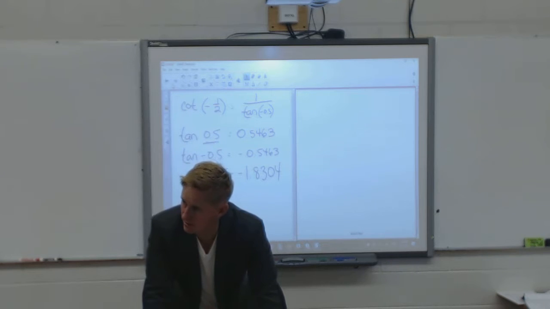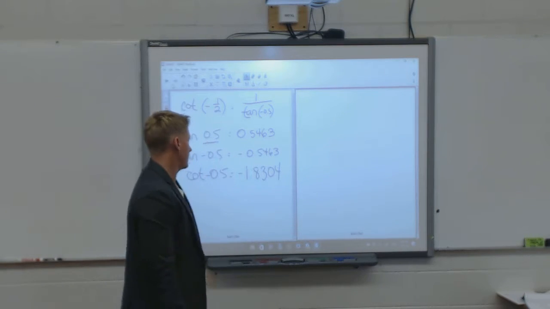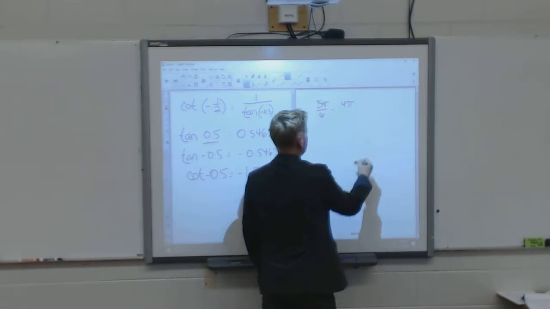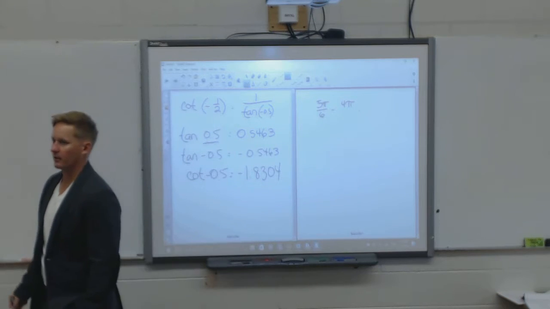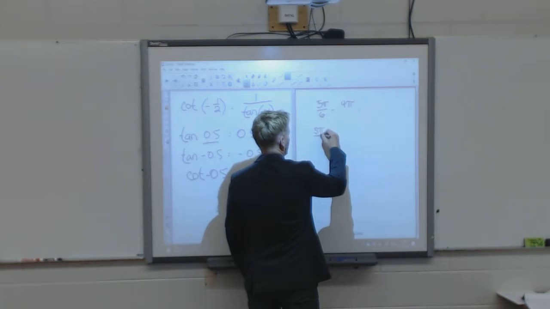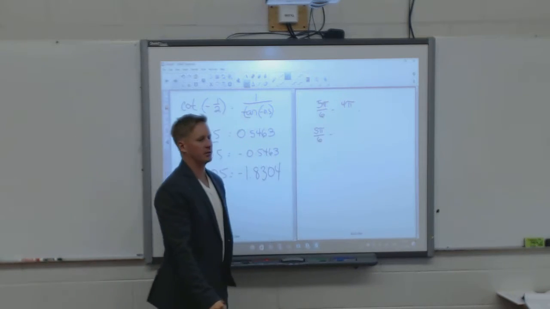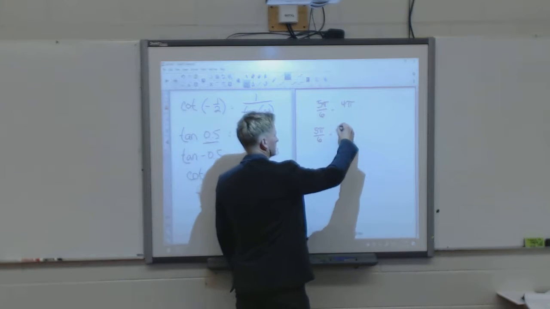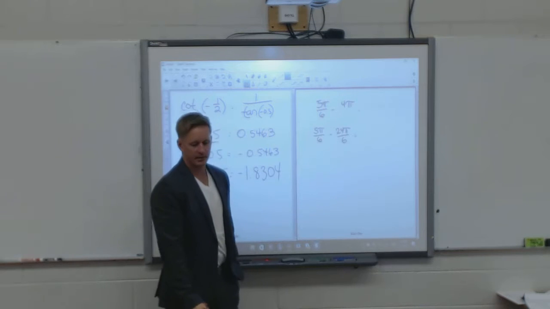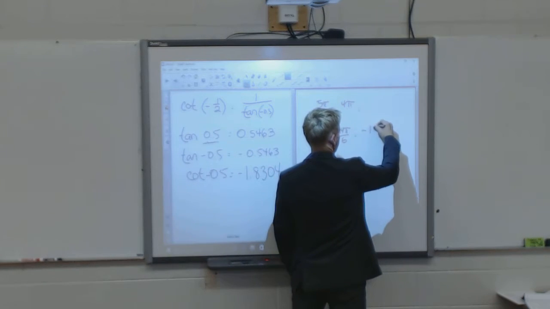Getting used to using fractions again, because you can't do this on your calculator. It has to be done with fractions. So for instance, when I have theta minus, so that's 5 pi over 6 minus 4 pi, we have to be able to do that without the calculator. How do I get that to a common denominator? That's 24 pi over 6. So that gives you minus 19 pi over 6, right?